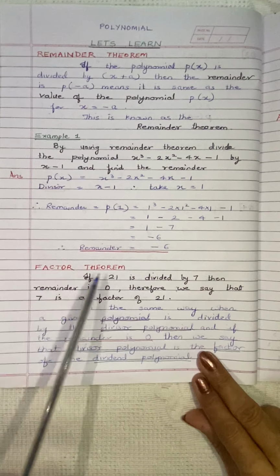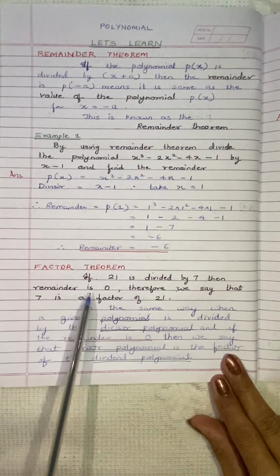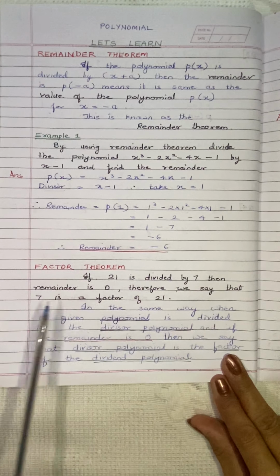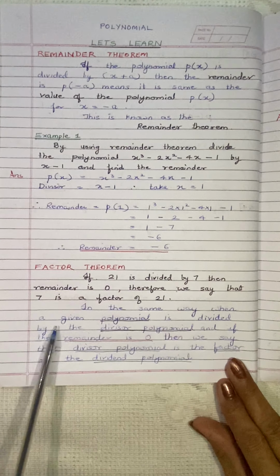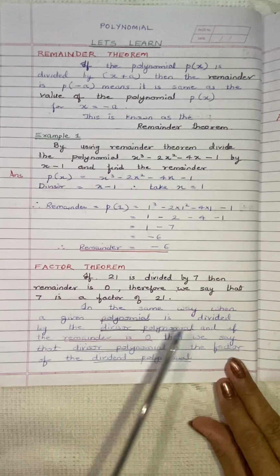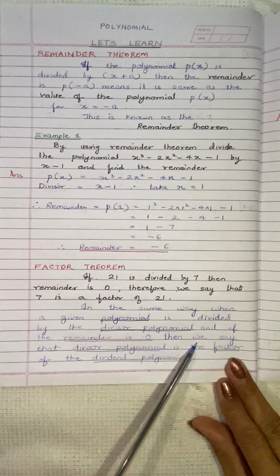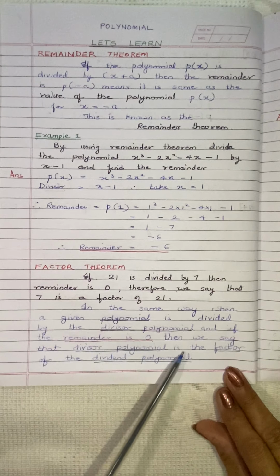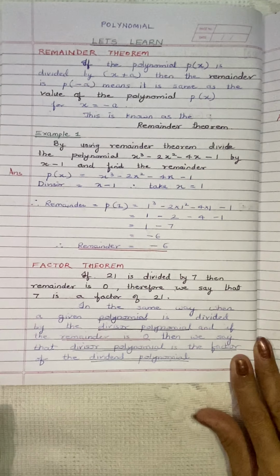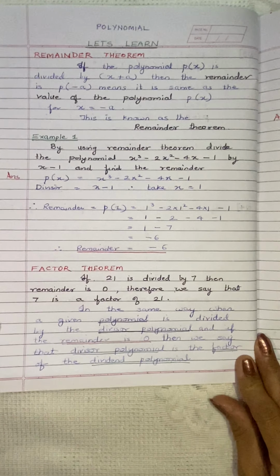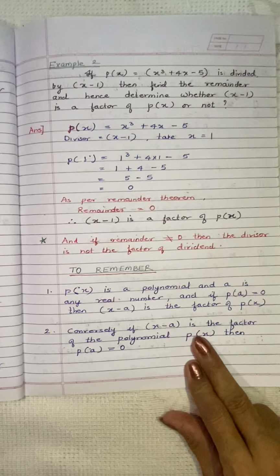Now the factor theorem. If 21 is divided by 7, then the remainder is 0. Therefore we say that 7 is a factor of 21. In the same way, when a given polynomial is divided by the divisor polynomial and the remainder is 0, then we say that the divisor polynomial is a factor of the dividend polynomial. When division is complete, the remainder is always 0. So the divisor is a factor of the dividend.